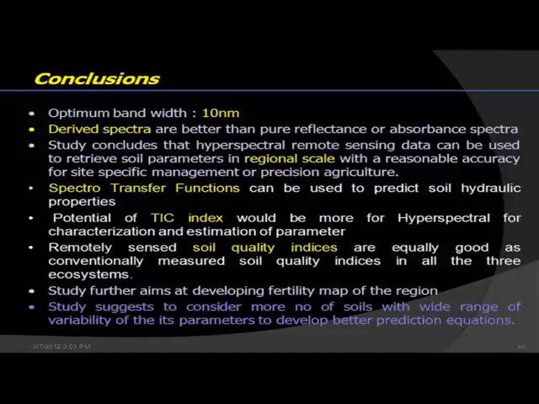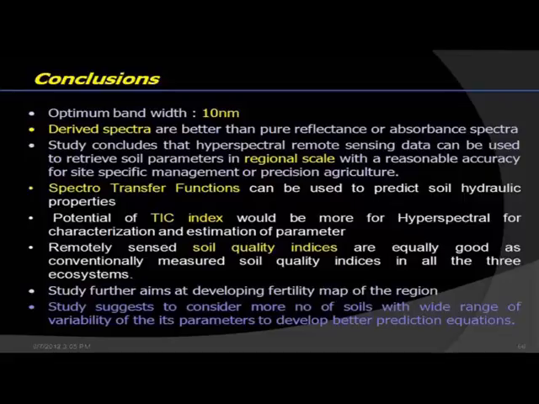When you look at a regional scale, we could see that hyperspectral remote sensing data, Hyperion data, could estimate all soil parameters reasonably well with good accuracy, which can be further used for site-specific soil management or precision agriculture. Like the pedotransfer functions people use to retrieve hydraulic conductivity or hydraulic properties, we could see that a spectro-transfer function can also be used to retrieve soil hydraulic properties. That is a very novel approach which we need to explore more.